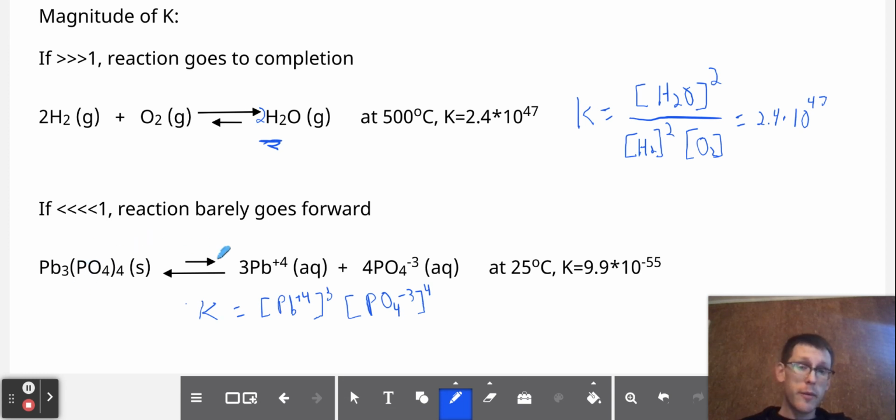And since the equilibrium constant is so low for this reaction, we can say that lead 4-phosphate is very, very insoluble. Because again, at equilibrium, the concentrations of the aqueous ions are extremely low. By contrast, up here, water is a very favorable substance. You're not going to get much water decomposing to H2 and O2. And that's indicated by the magnitude of this huge, huge equilibrium constant.